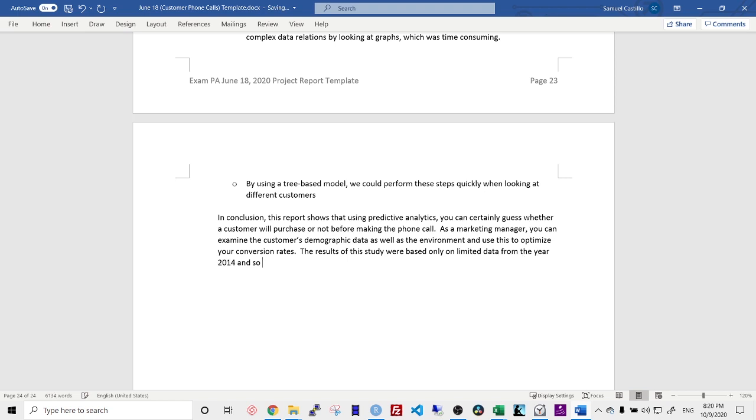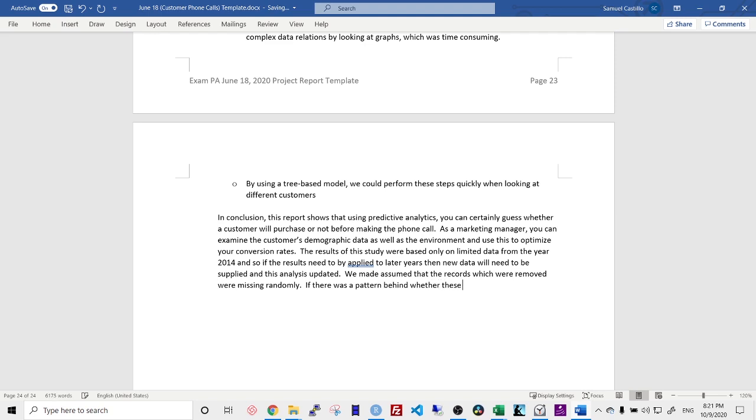And so if the results need to be applied to later years, then new data will need to be supplied and this analysis updated. We assumed that the records which were removed were missing randomly. If there was a pattern behind whether these values were missing, this could materially change the results.